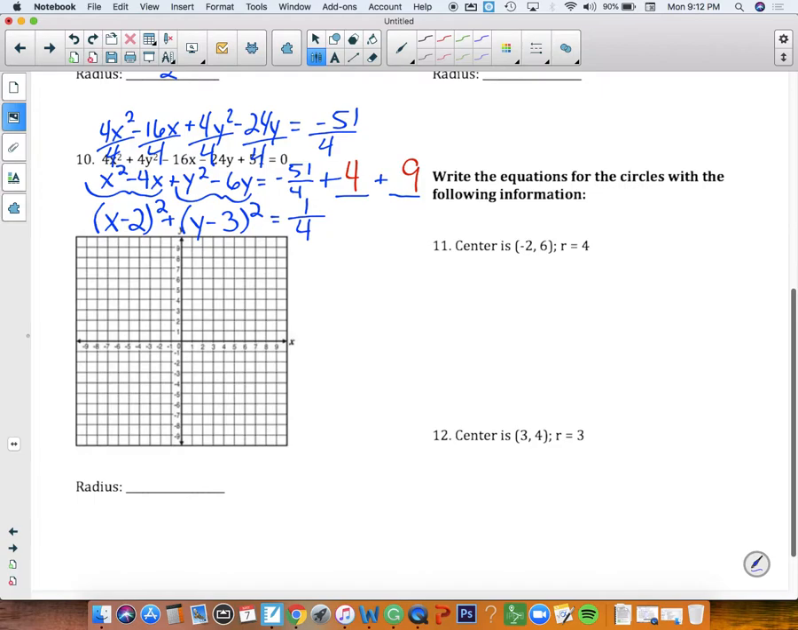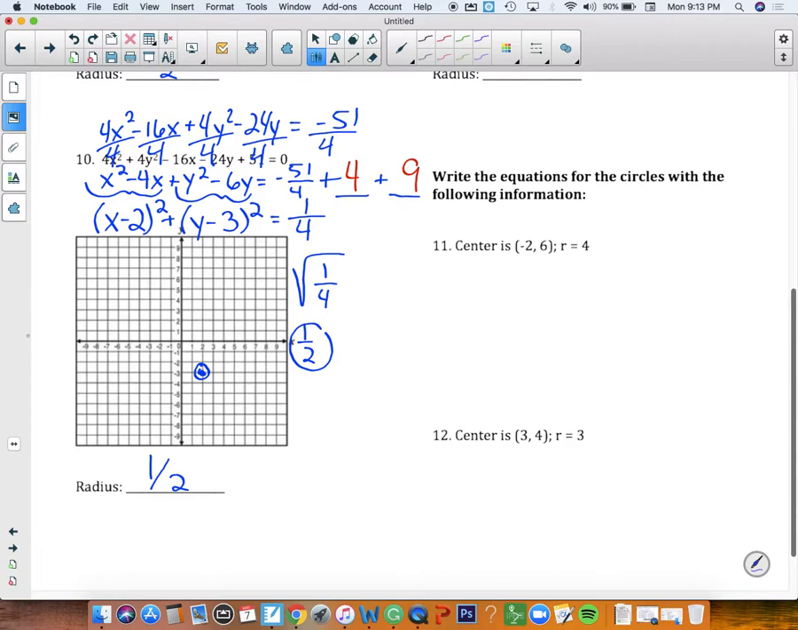Okay, so then you can identify your center, which is (2, -3), and a radius of 1/2, because if I take the square root of 1/4, that is 1/2. So you'll go about a half in all directions. So it's just a little bitty circle there. Okay, so radius of 1/2. Those are the circles, pretty easy.